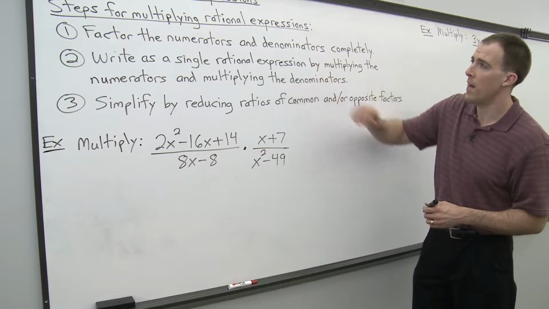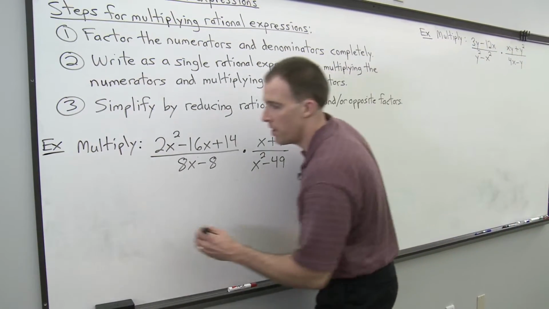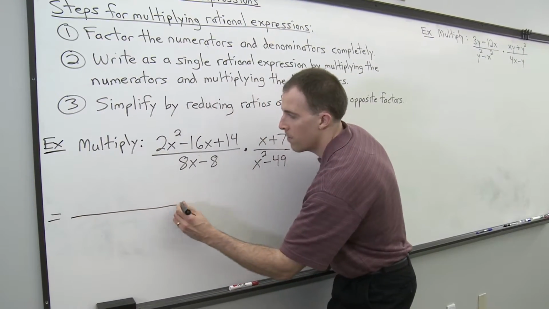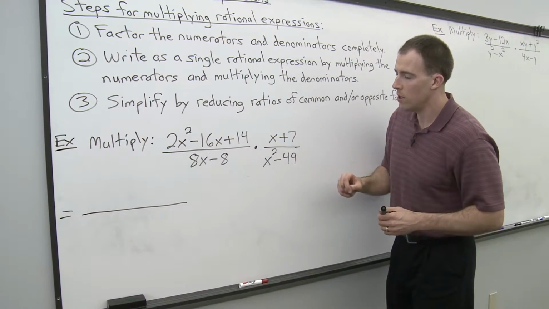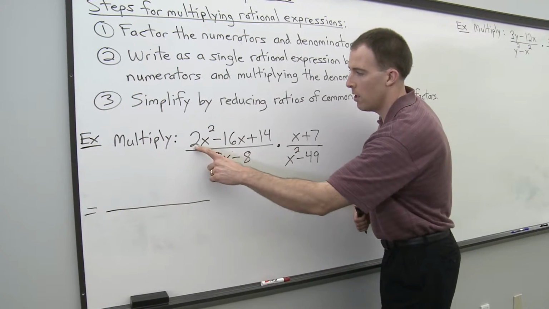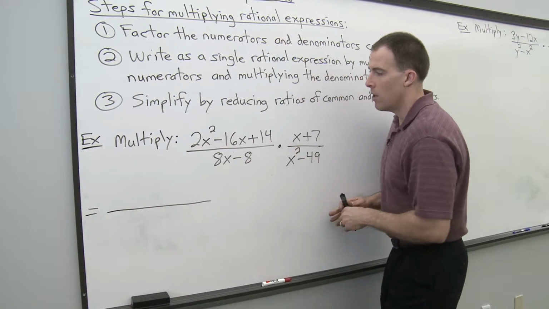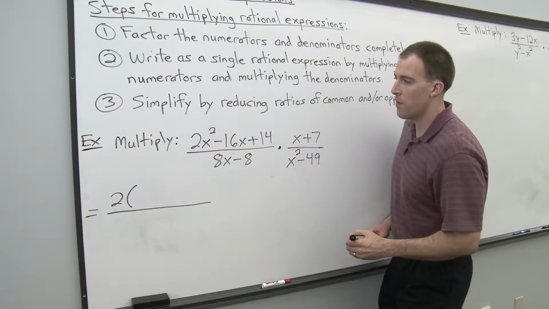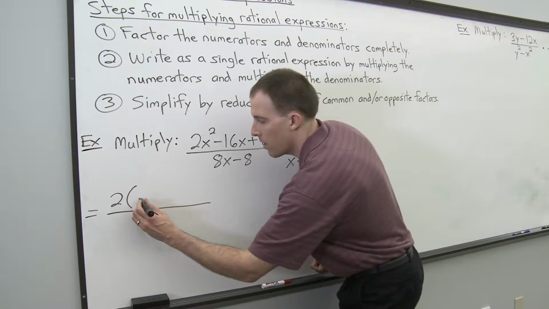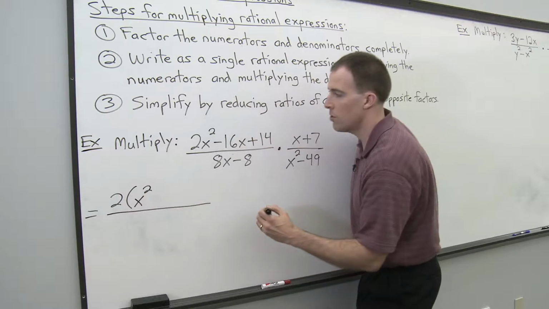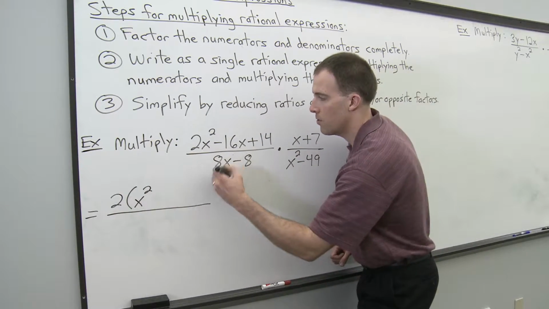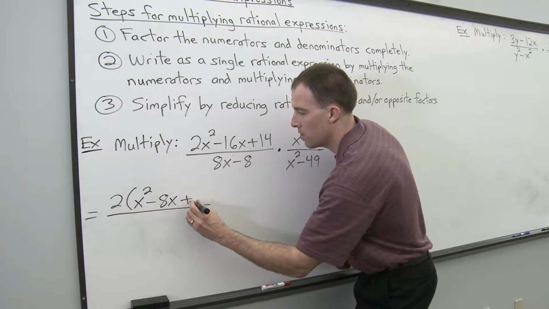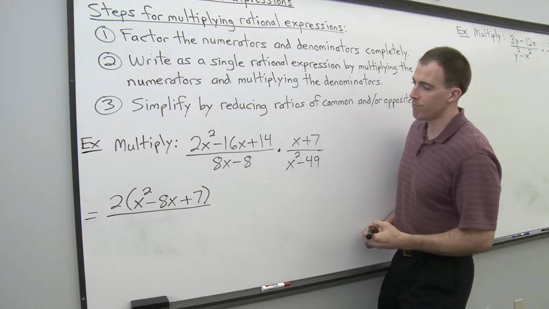The first thing to do is to factor all numerators and denominators completely. So let's attempt to factor the first numerator. It's a trinomial, and I'm seeing a common factor among the three terms of 2. So let's factor out a 2 from all three terms. That's always the first step: if there's a common factor, factor it out. In parentheses we'll have x² − 8x + 7.